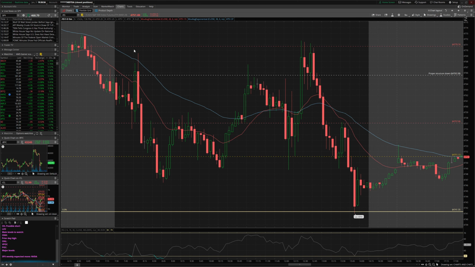Yeah, that one, and also part of the internals. This takes a lot of screen time, guys. I have a lesson on internals on my YouTube channel, and it's in the resources in the VIP room as well. This basically represents the intensity of the selling versus the buying.